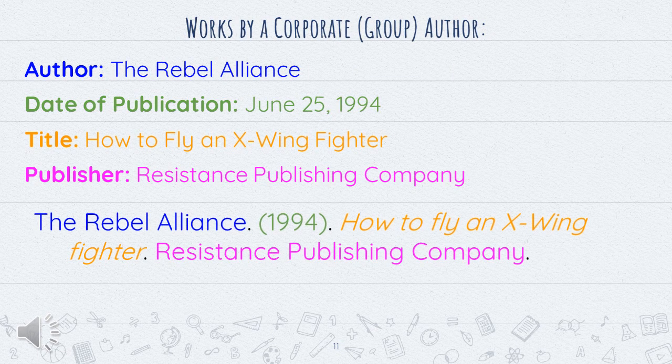Next, we have works by a corporate o yung tinatawag natin group author. So, we have the author, The Rebel Alliance, date of publication June 25, 1994, title How to Fly an X-Wing Fighter, publisher Resistance Publishing Company. So, since wala namang specific name of person to, kasi we're talking about group author, dito wala nang ng mga ini-initial. So, you have to put yung pangalan ng grupo ng mga author, which is the Rebel Alliance.